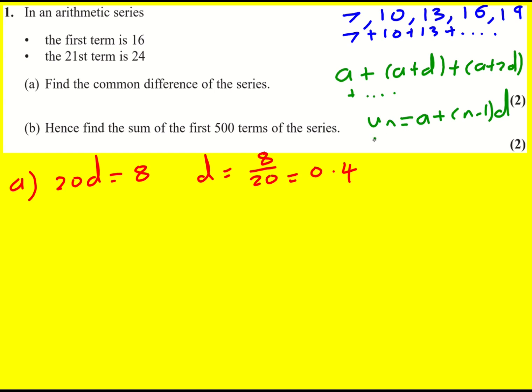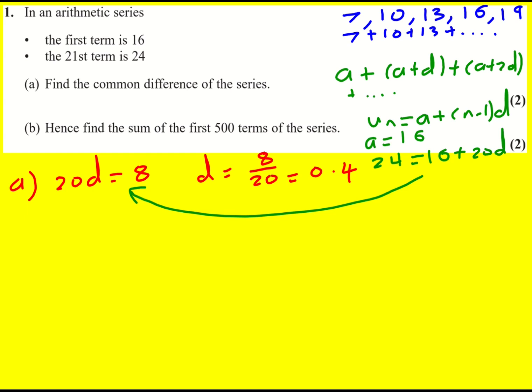We could say that a is 16, and then 24 is going to be a plus... sorry, I know what a is, don't I? 16 plus n minus 1, that's 20, lots of d. And from that, we're going to get the same answer as if we just do it intuitively. I'm just saying you could also do that approach. Anyway, let me just highlight my answer.